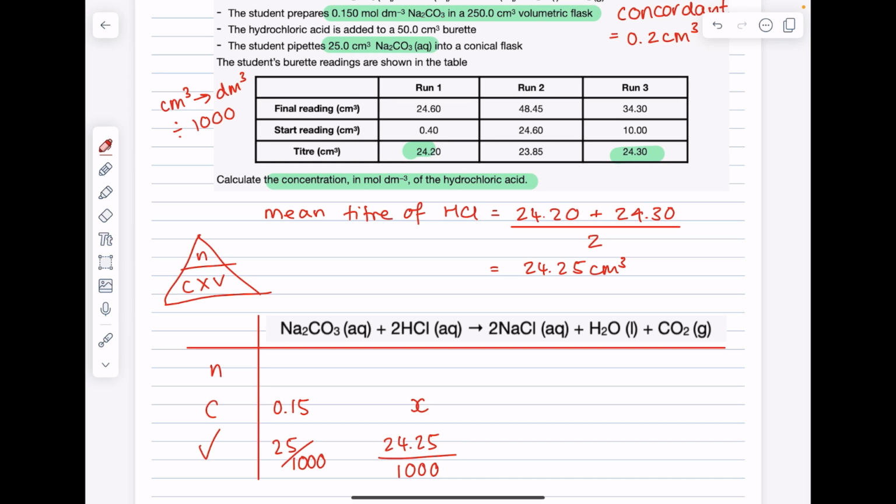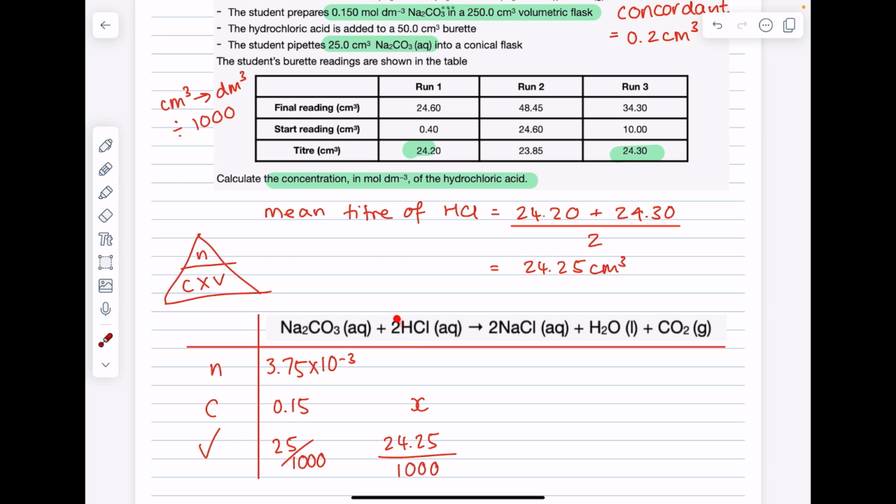But now I have enough information to find the number of moles of sodium carbonate. I do that by doing concentration times volume. Let's check the mole connection. It's 1 to 2, so I simply need to double that number to find the number of moles of hydrochloric acid. And then finally, to find the concentration, we do number of moles divided by volume. So we take this number and divide it by this number. And there is our final answer.